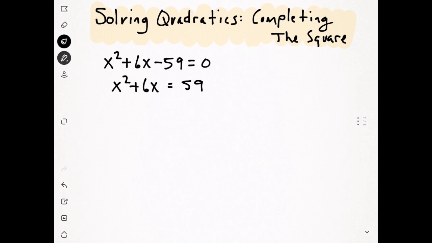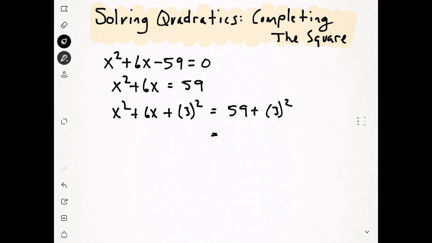And then what we want to do is complete the square by adding half of the b term, or half of 6 squared, to both sides. So we end up with x squared plus 6x plus 3 squared equals 59 plus 3 squared. And then on the right-hand side, we have 59 plus 9, or 68. And on the left-hand side, we have a perfect square trinomial, so we have x plus 3 squared. So we've completed the square.